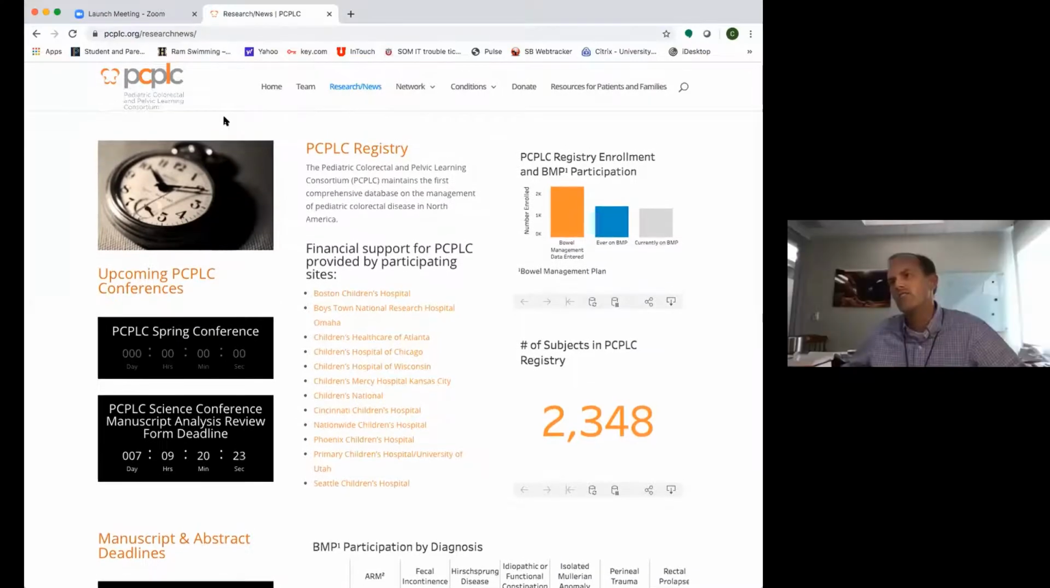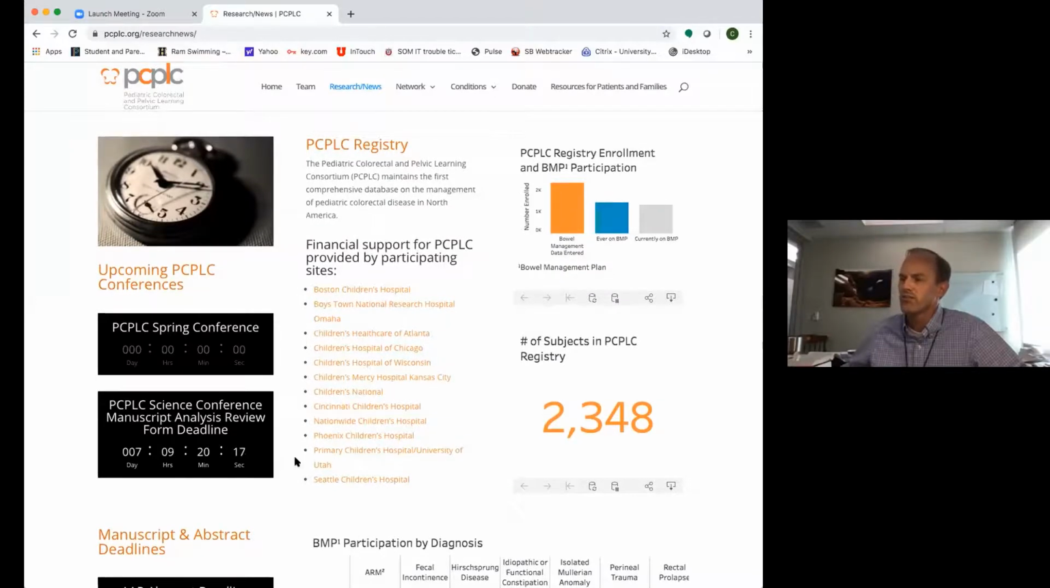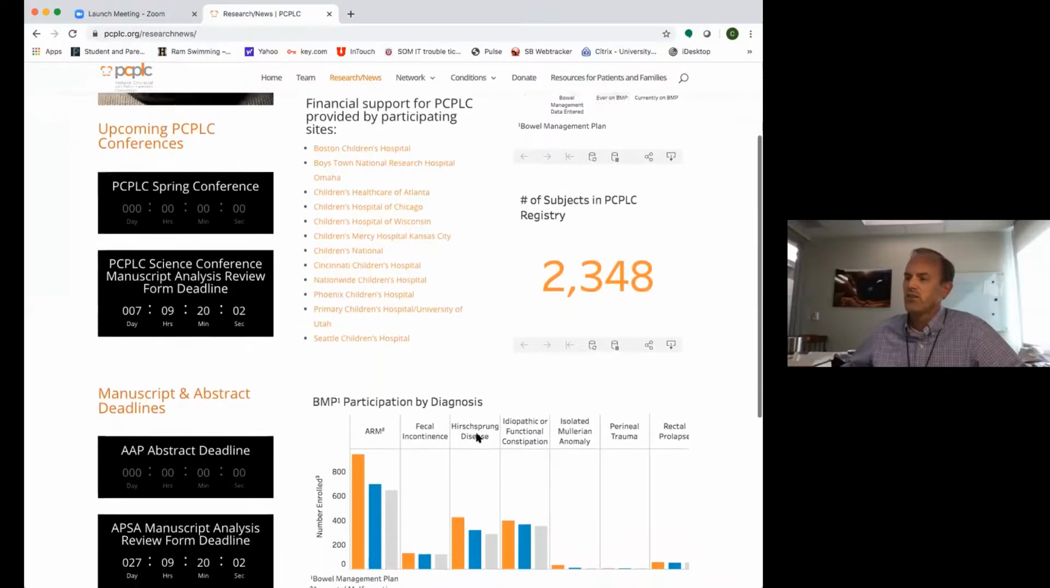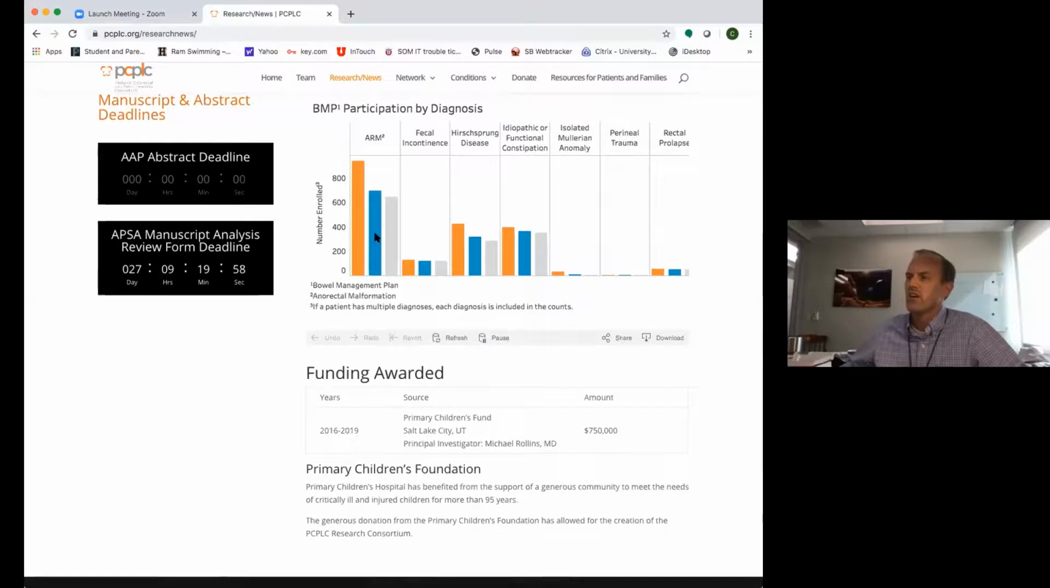Okay, good. So this is the Pediatric Colorectal and Pelvic Learning Consortium. You can see all of the different institutions that are a part of this consortium, and they're creating a multi-institutional prospective database. And you can see they have 2,348 patients registered. You can look down here and see what the participation is by diagnosis. So there's over 800 anorectal malformation patients in here.